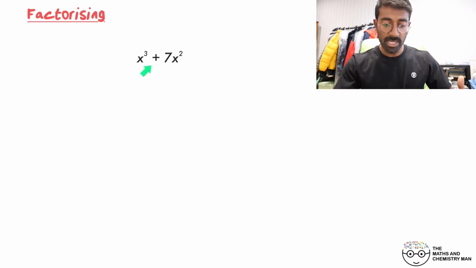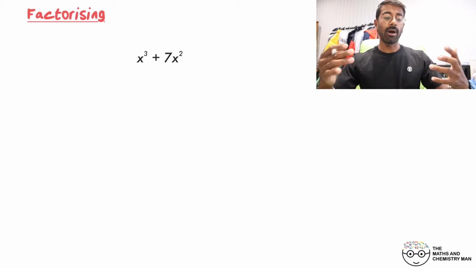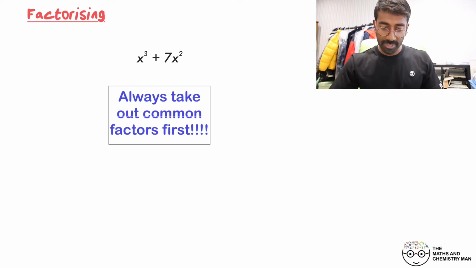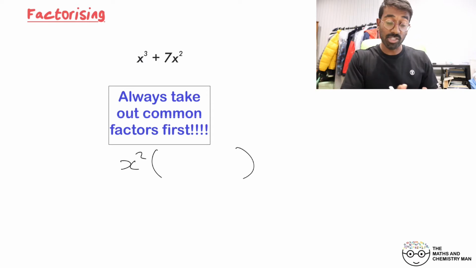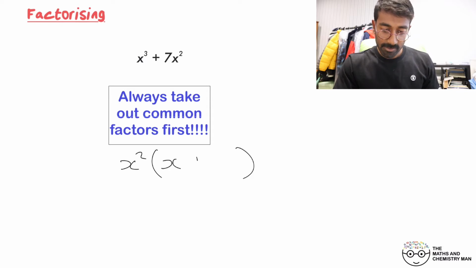So, let's get cracking. Here is a cubic. We've got x cubed plus 7x squared. Now, how do you factorise it? Well, the first thing you want to do is always take out your common factors. So you look at your two terms. What is the greatest common factor between those two terms? The greatest common factor there is going to be x squared. So you take that and you put that outside of your bracket. That's what you're going to take out of each of these. And so what's left behind? Well, we're going to have an x and then a plus 7.